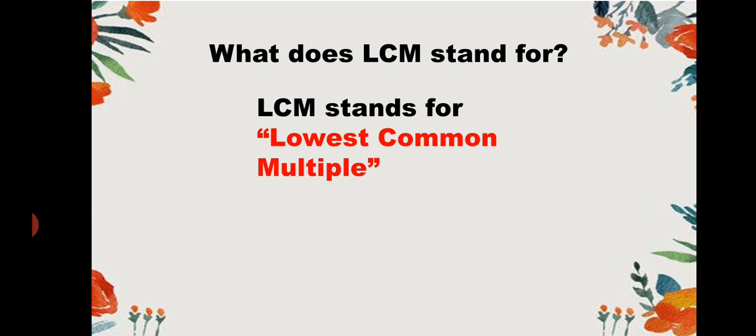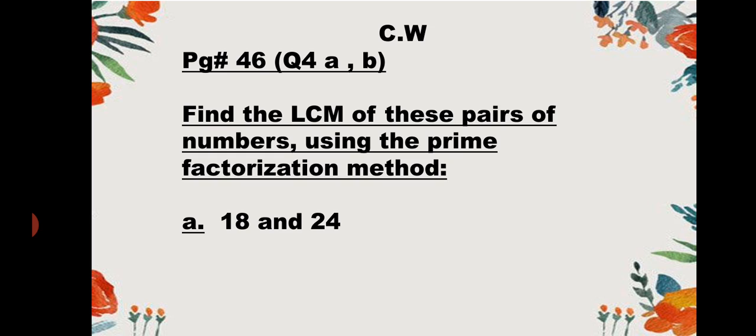Now let's start our work. This is our class work, page number 46, question number 4, part A and B. Find the LCM of these pairs of numbers using the prime factorization method. I am going to solve part A, and it is 18 and 24.